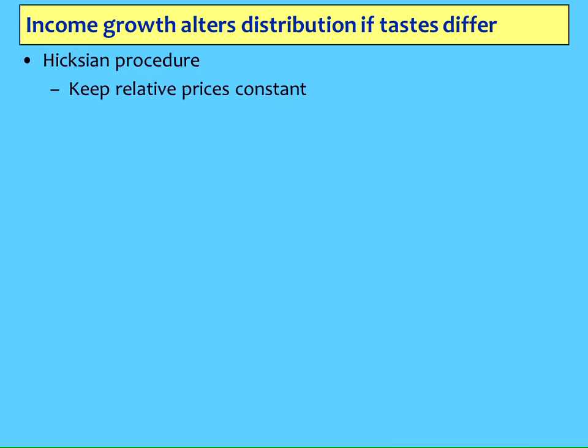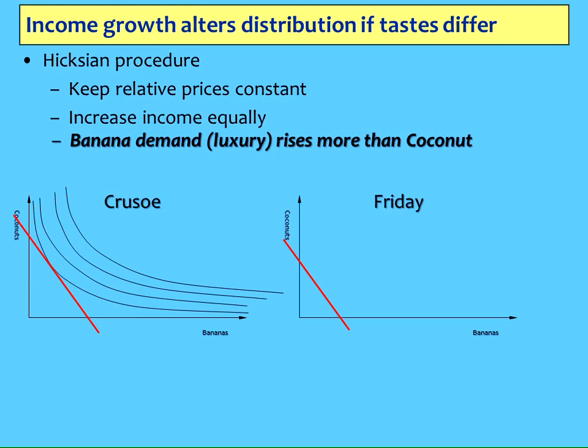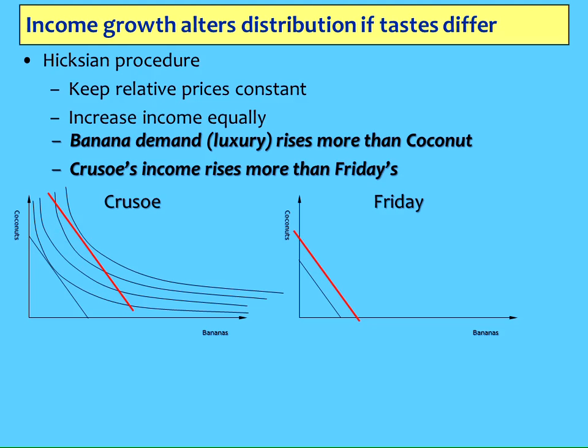Now, if you try to keep relative prices constant in the Hicksian procedure and increase income equally, you can't do that either, because we start from this position and you try to move the curve out to represent an increase in the number of bananas and the number of coconuts in proportion to each other. What's going to happen, because the bananas are a luxury, demand will rise more for bananas than it will for coconuts. So if you do that, because Crusoe is the person who owns the bananas, he's going to rise by more than Friday's. So you'll redistribute income simply by increasing, in perfect proportion, the number of bananas and the number of coconuts.